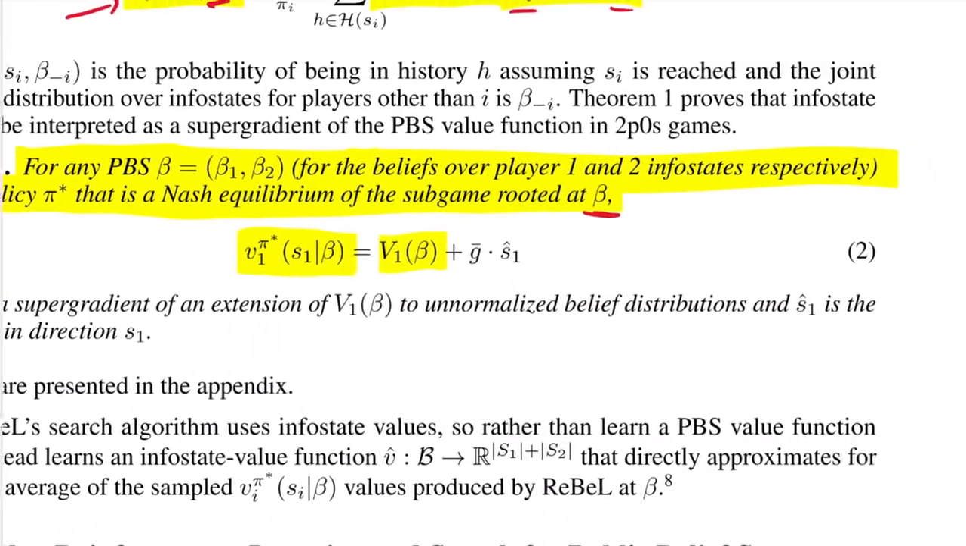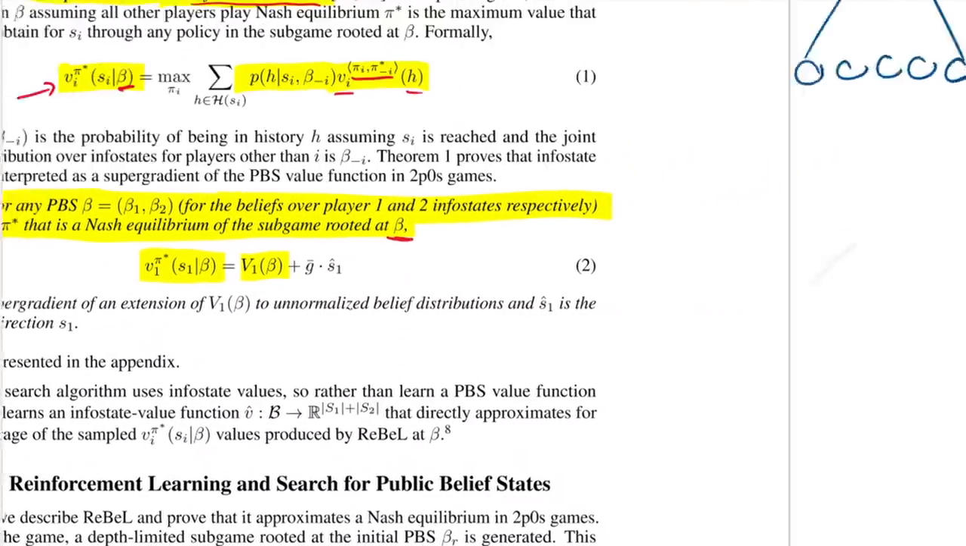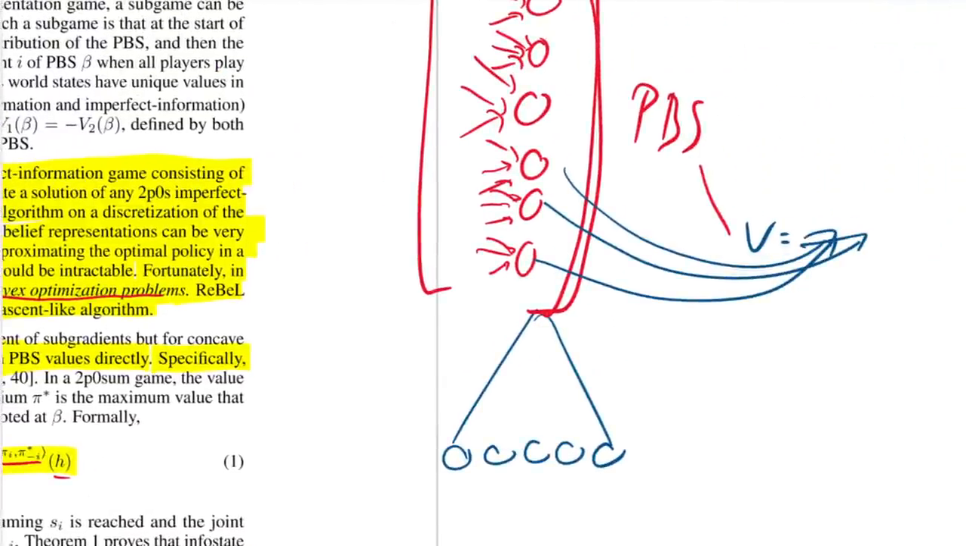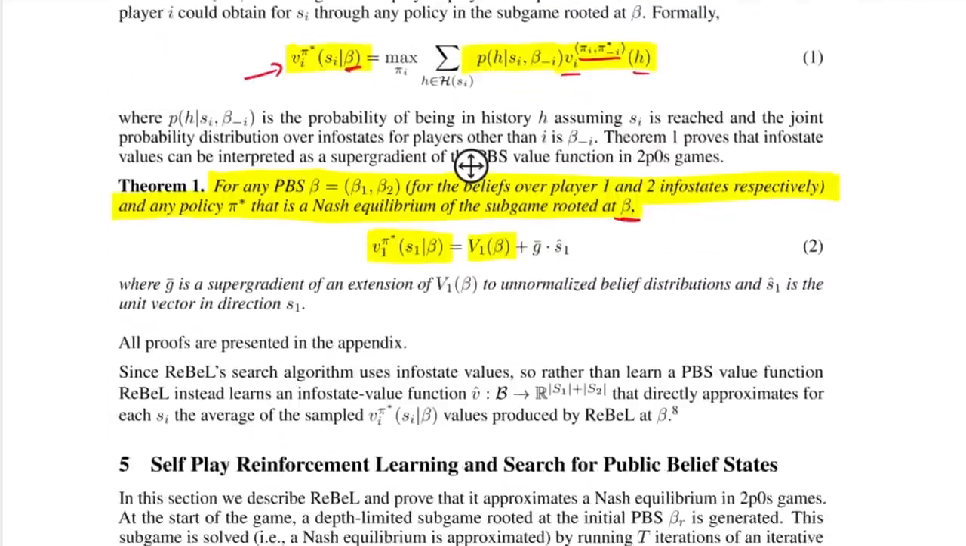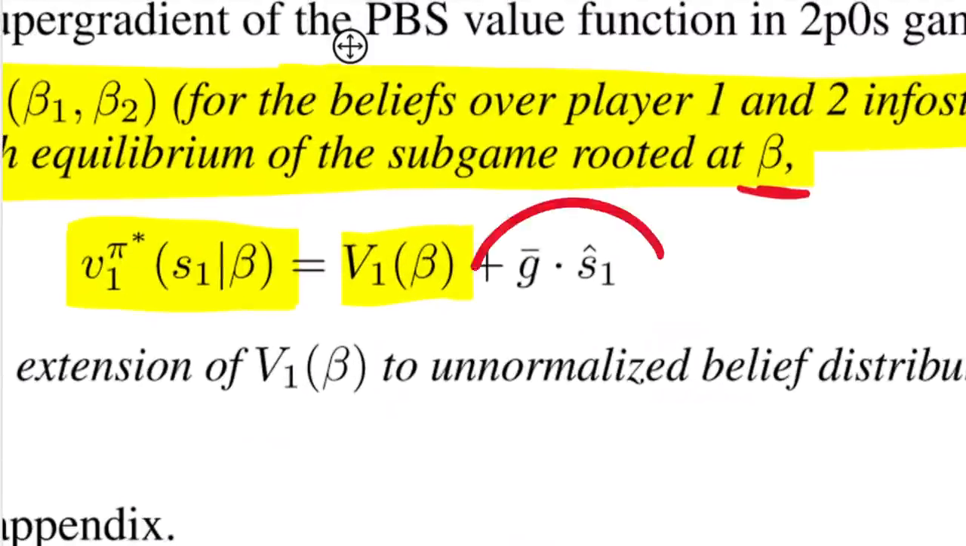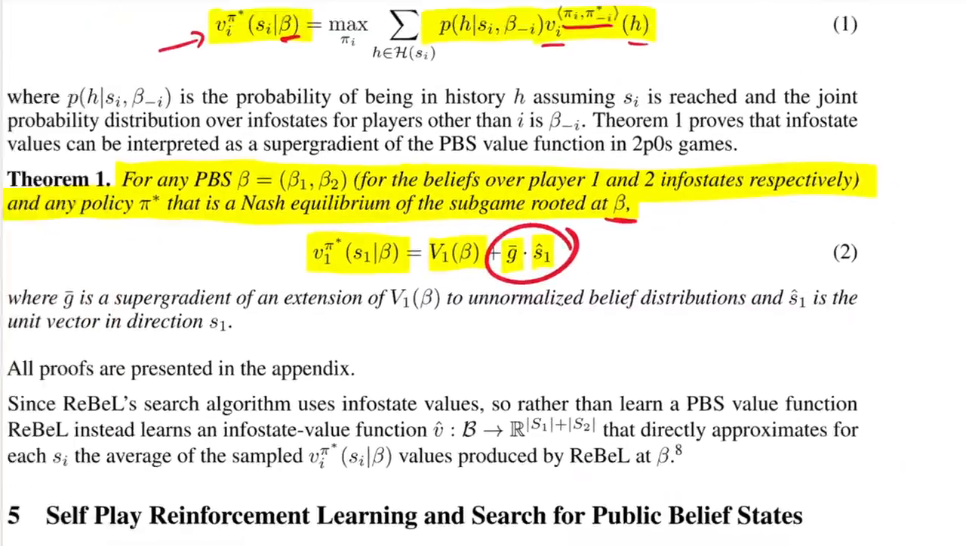So it connects the value of this right here to the value of, let's say, this. This might be an info state here, S. It connects the value of the global public belief state to the value of this particular info state, and it does so via this term right here. This term is just the unit vector in the direction of that particular info state, and this here is a supergradient of an extension of the value function to unnormalized belief distributions.